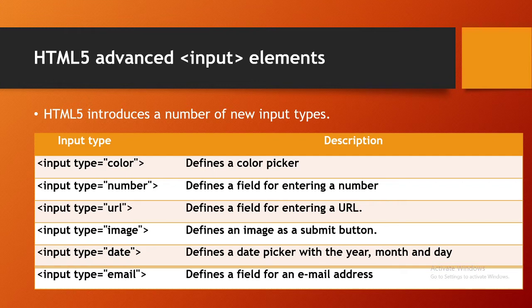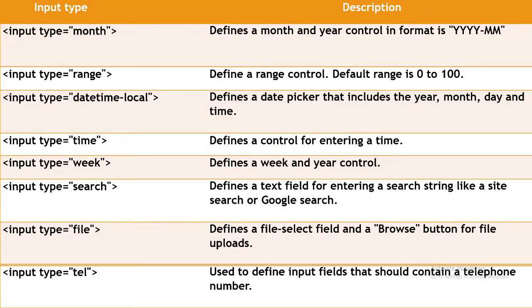Next, input type is equal to email. It defines a field for an email address. Next, input type is equal to month. It defines a month and year control in a format of YYYY-MM. Next field is input type is equal to range. Input type is equal to range defines a range control. Default range control is 0 to 100.